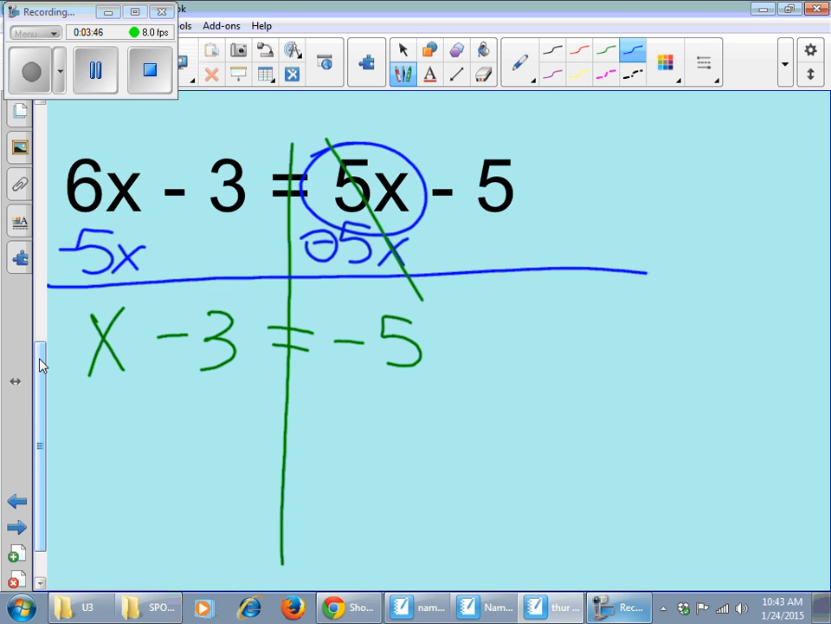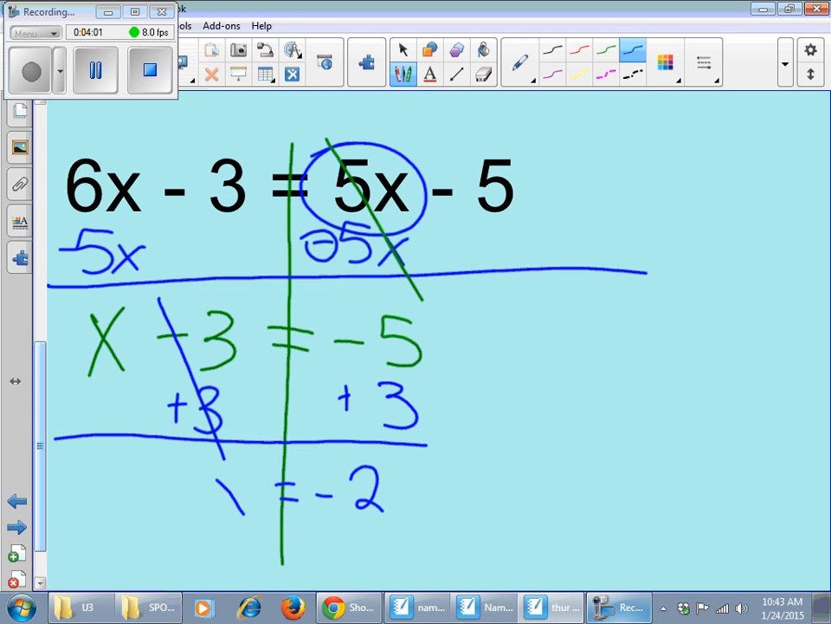Now I'm going to take this -3 and combine it with this -5 because they're both plain old numbers. To cancel out a -3, I have to do plus 3 on both sides of the equal sign. Minus 3 plus 3 simply cancels. -5 plus 3 equals -2. X comes down because it has not been canceled. It looks like x equals -2.